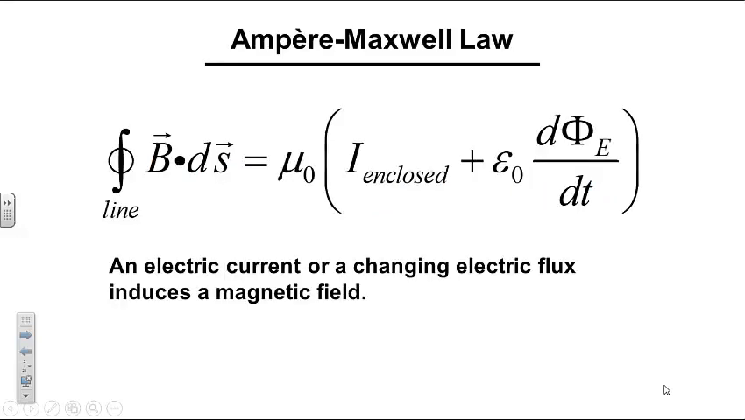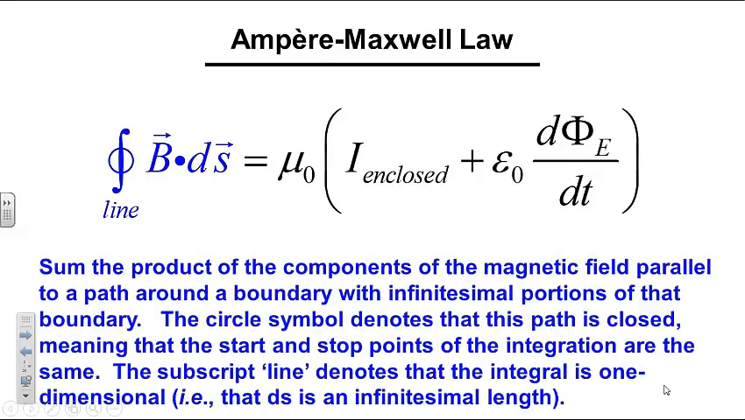The Ampere-Maxwell Law states that a magnetic field can be created by an electric current or a change in electric flux. We interpret the integral in this equation as follows. Sum the product of the components of the magnetic field parallel to a path around a boundary with infinitesimal portions of that boundary. The circle symbol denotes that this path is closed, meaning that the start and stop points of the integration are the same. The subscript line denotes that the integral is one-dimensional.